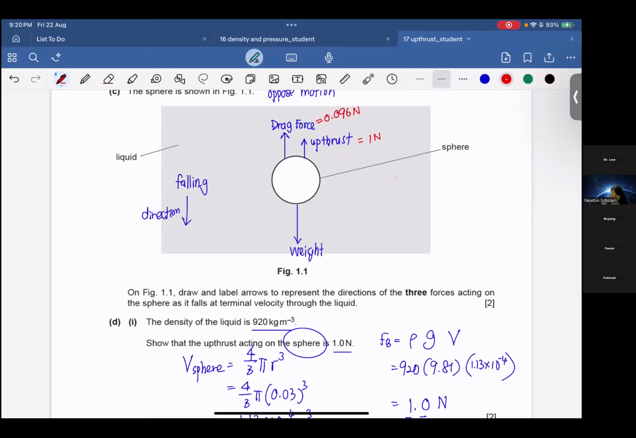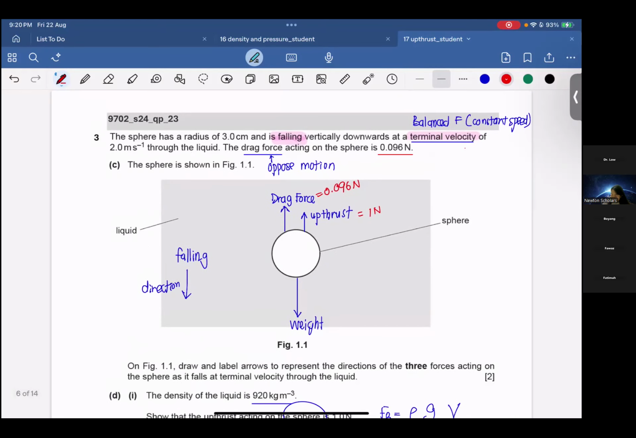Right? Because of this terminal velocity, so I know that upward force equals downward force. It is balanced. Force is in balance. So here, my upward force should be 0.096 plus 1 Newton equals my downward force, which is my weight. So my weight should be 1.096 Newton. Your mass: W equals mg. 1.096 equals m times 9.81. So m should be 0.11 kg.